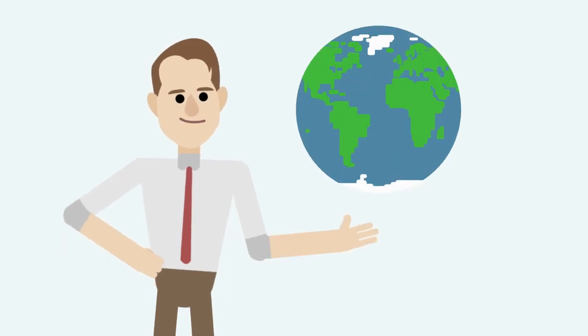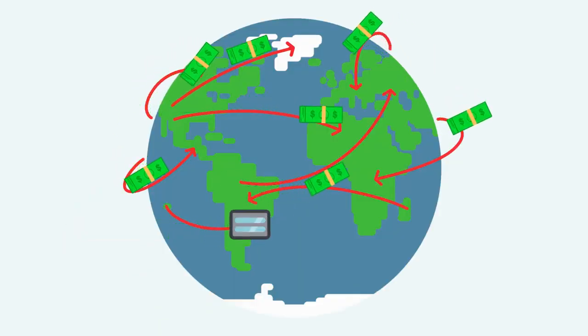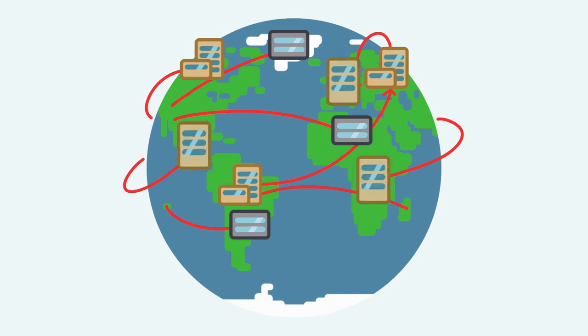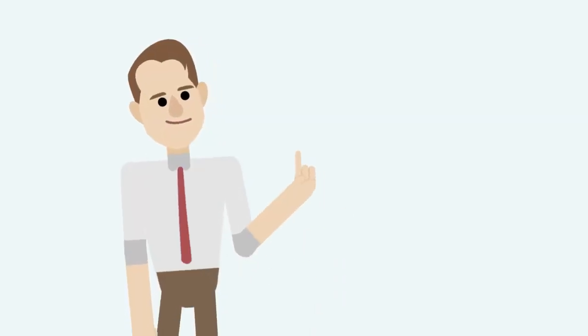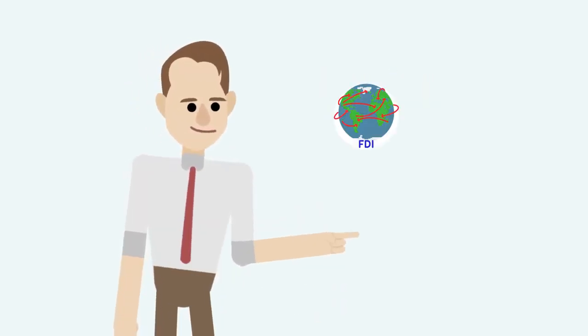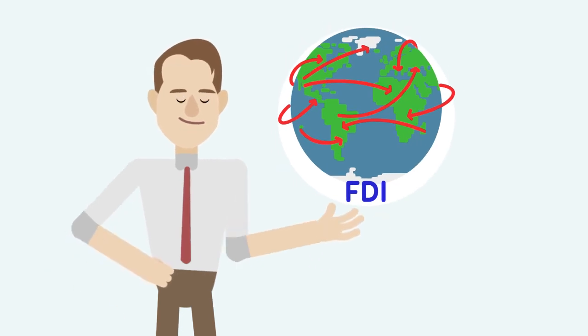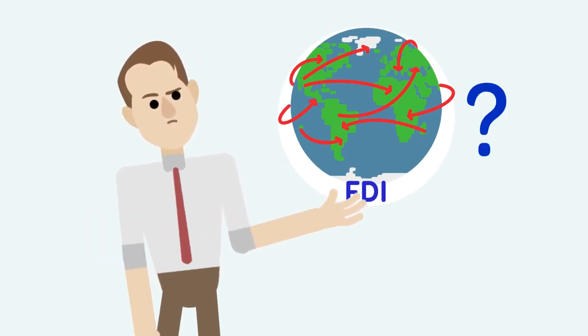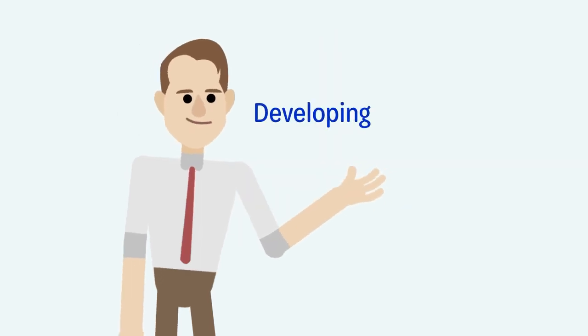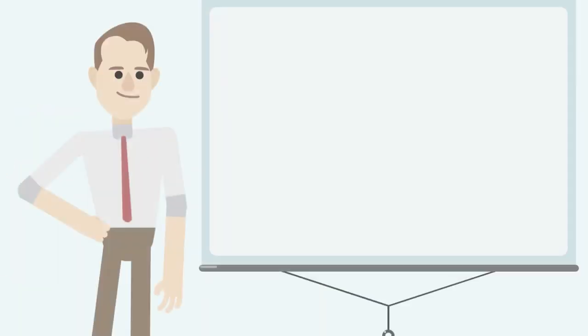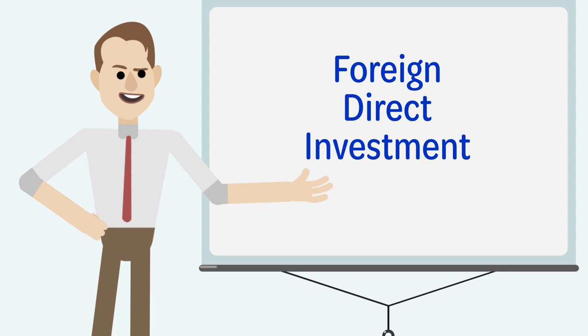One primary benefit of global business is that money flows from one country and is invested in companies in other countries. Chief among these flows is foreign direct investment, or FDI. In this video, we'll talk about FDIs and why they are so important to both developing and developed economies. So, what is a foreign direct investment?